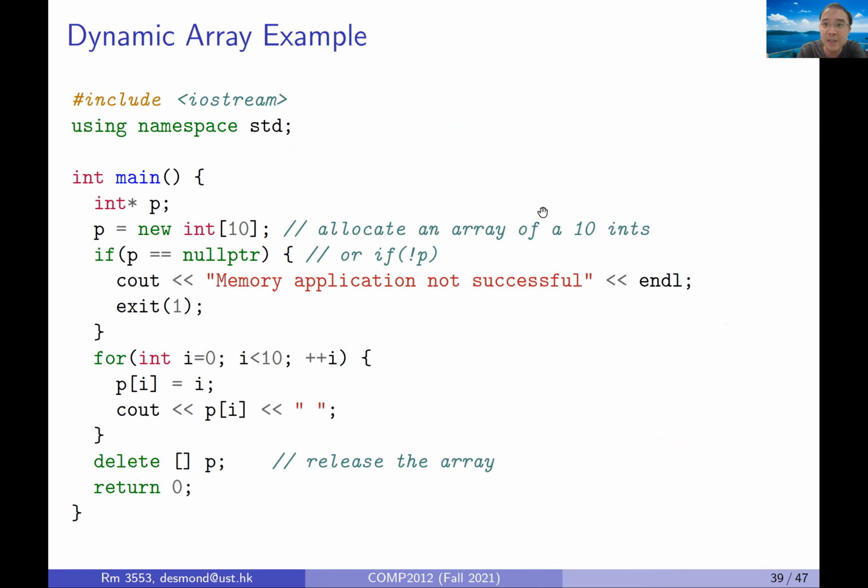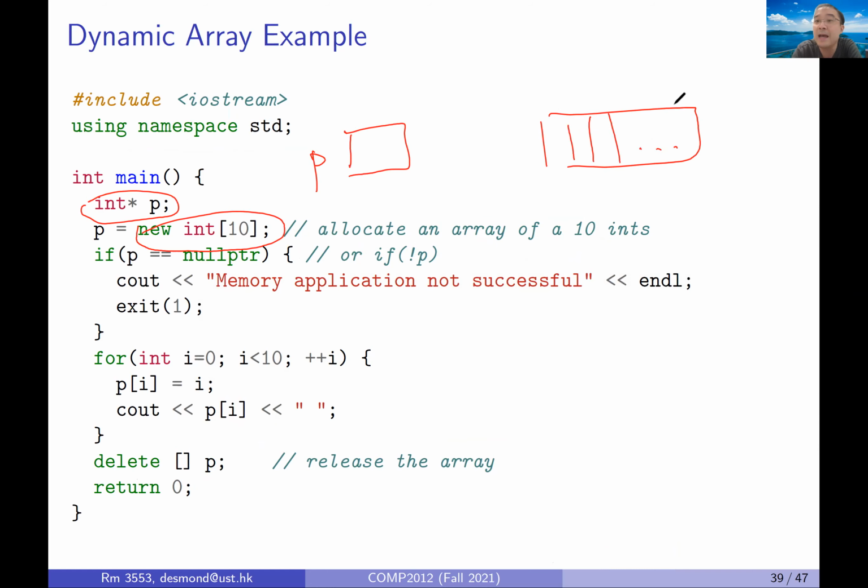Okay, everyone, this is a program demonstrating how to define an array using new. So we have this, int star P, new int 10. We have an array, 10 boxes. Okay, I'm lazy. 10 boxes. And the address of the first box is returned, and keep it in P. I know your address.